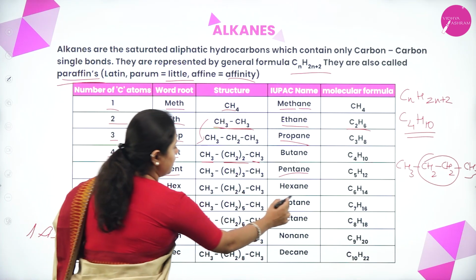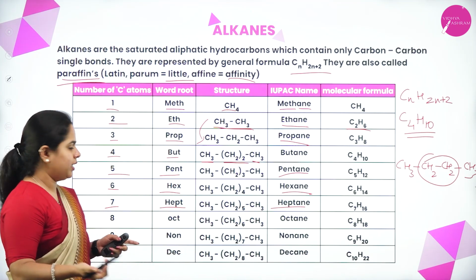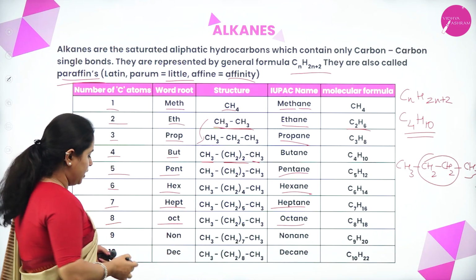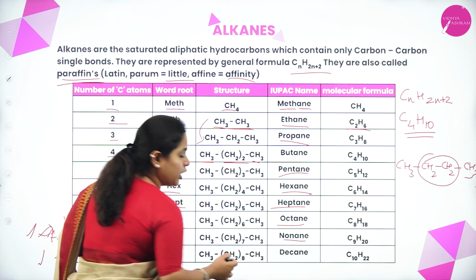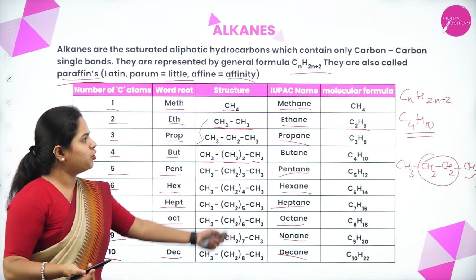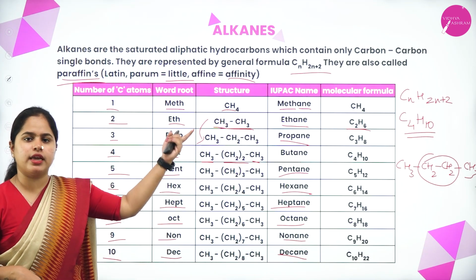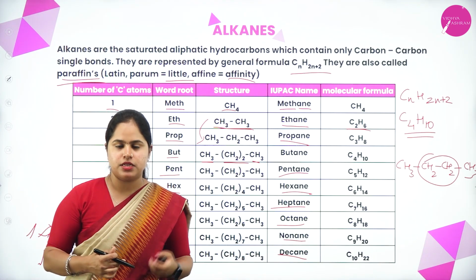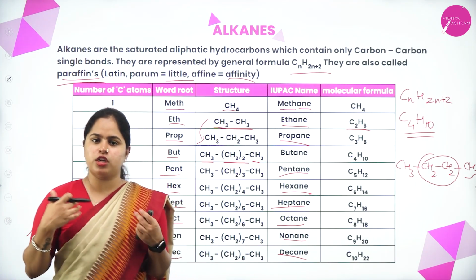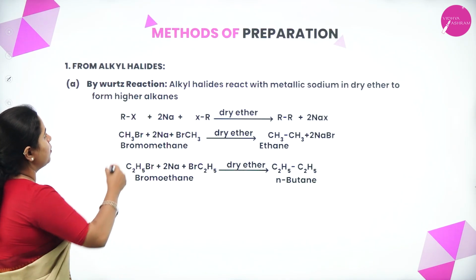For 6 it is hex, so the name will be hexane, right? And 7 it is hept, so the name will be heptane. The next one is 8, so the root word is oct, so the name will be octane. 9 it is non, and the IUPAC name will be nonane. 10 is dec, and the IUPAC name will be decane. So you can see the molecular formula also here. Just by substituting in the general formula, you can get the molecular formula of the various alkanes. I guess the IUPAC nomenclature is simple here. You just have to use the root word corresponding to the number of carbon atoms and suffix it with ane.